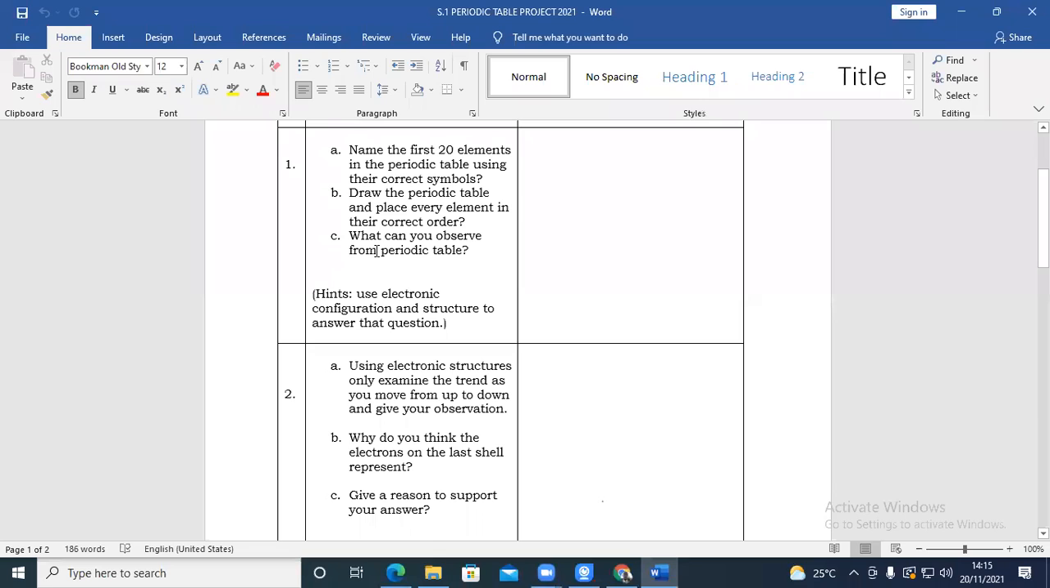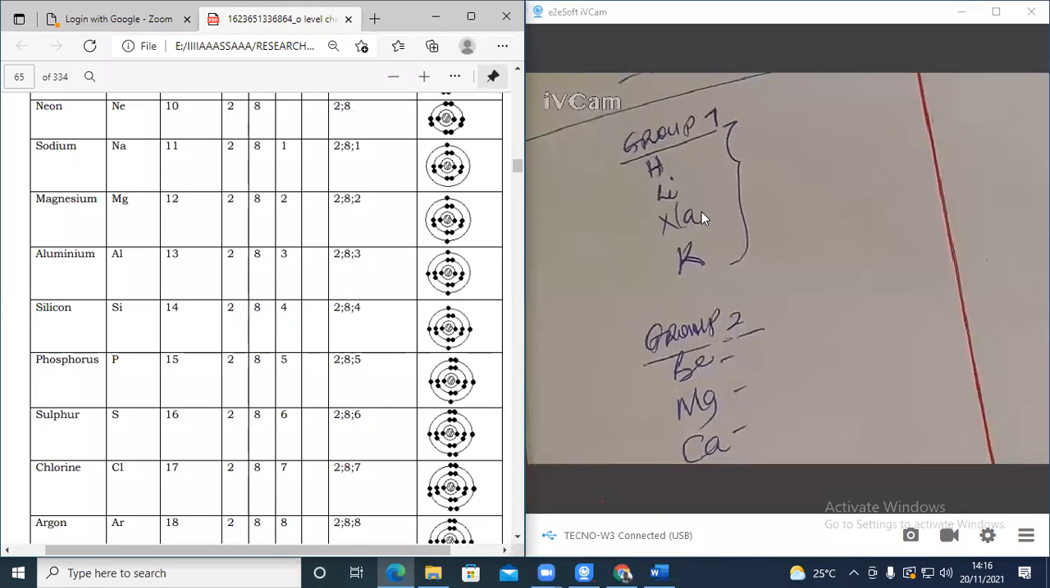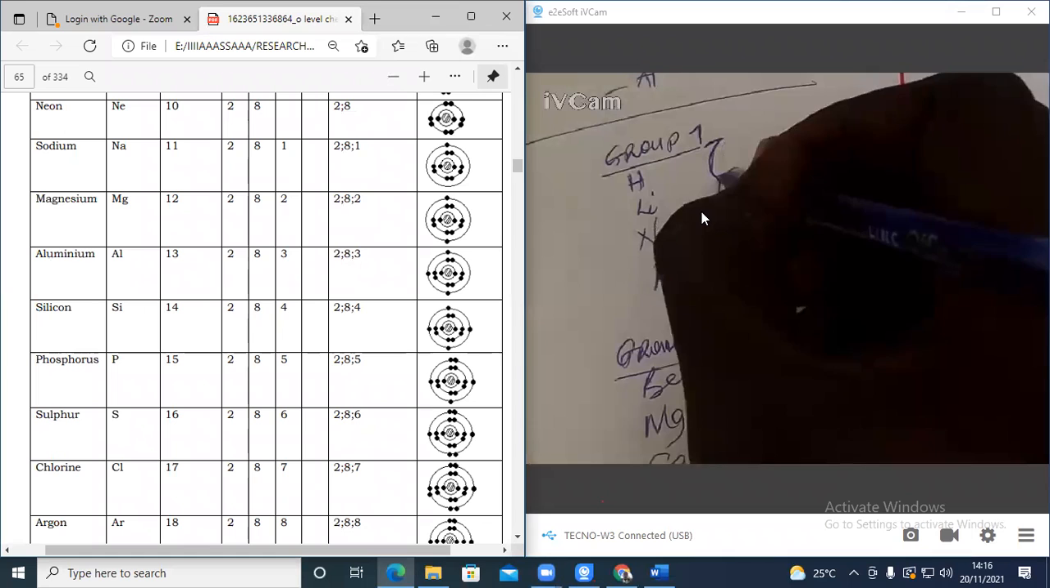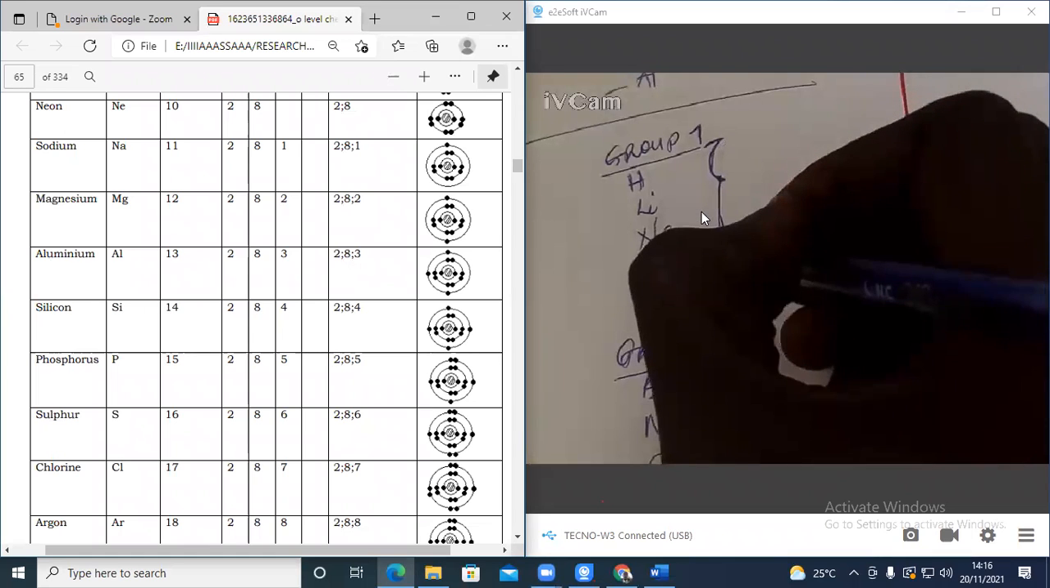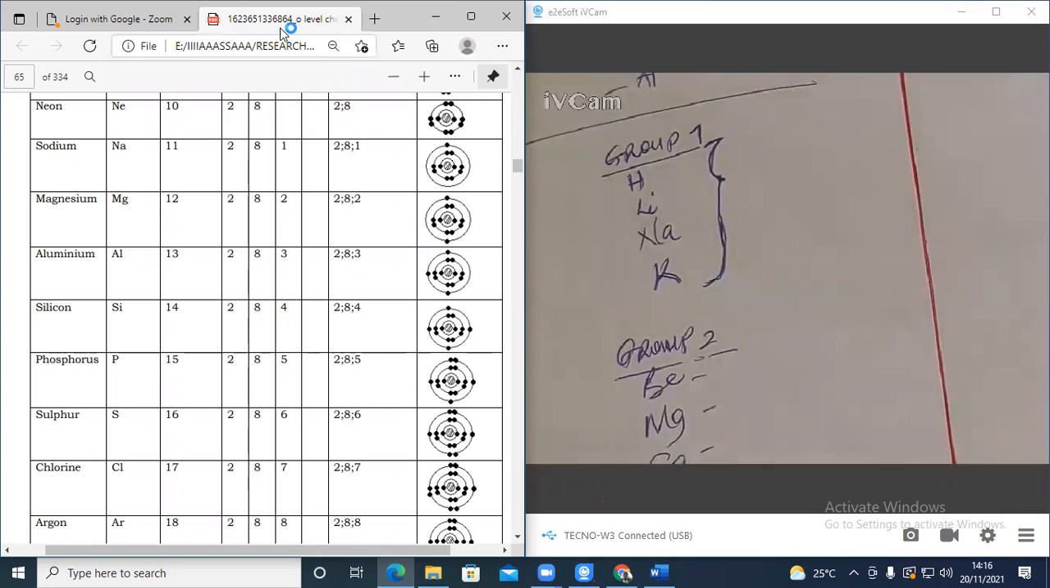What can you observe from the periodic table? Let's use groups and the periods. Let's take an example, group 1. What do you observe from group 1? These are the elements in group 1. What do you observe from group 1? Yes, somebody is raising their hand. Yes, Sean.